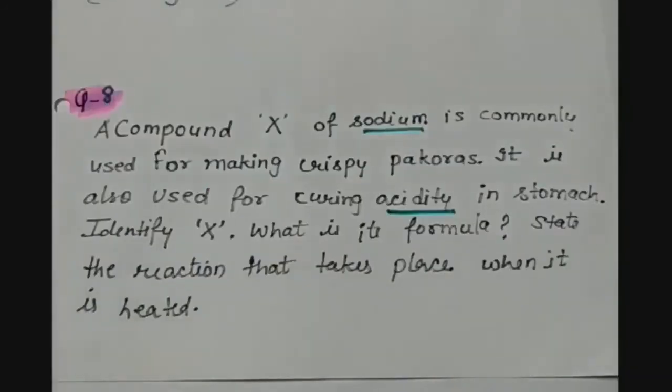Next question is, a compound X of sodium is commonly used for making crispy pakoras. It is also used for curing acidity in stomach. Identify X and what is its formula. State the reaction that takes place when it is heated. So we have been given a hint that it is used for curing acidity. Acidity is hyperacidity. So that means the substance which can be used to cure acidity is a base.